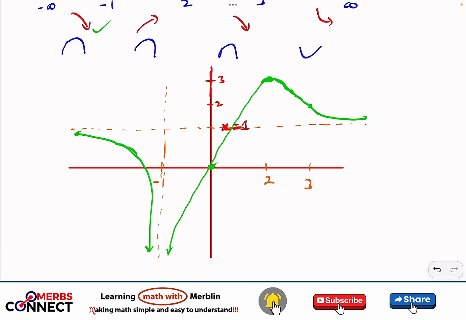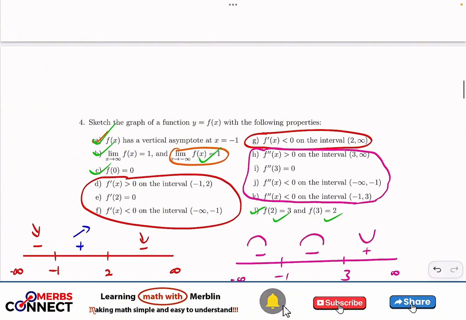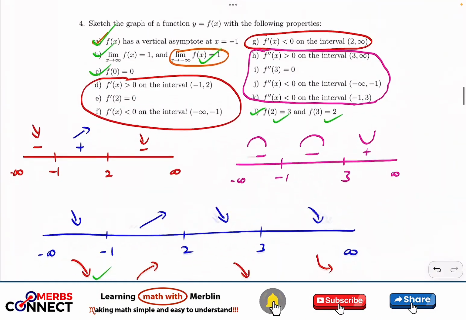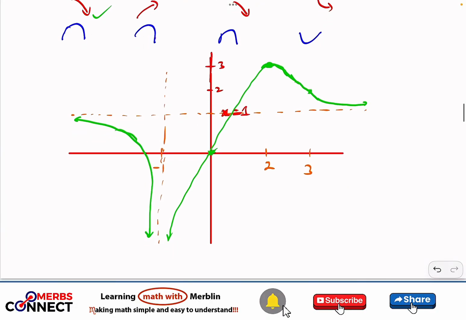But let's look at something here. F prime of 2 is 0. So f prime of 2 is 0. So what should we do?